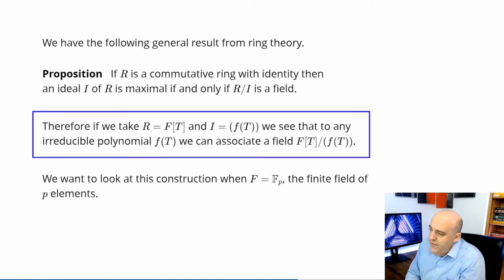We also have a general result from ring theory here that if you have a commutative ring with identity, then an ideal I of R is maximal if and only if R mod I is a field. So if and only if the quotient ring is a field. And we can use that with R being the polynomial ring F of t and I being the principal ideal generated by f of t. And we see something interesting here that to any irreducible polynomial f of t, we can associate a field to it. The field is F of t mod out the principal ideal generated by f of t. And we want to look at this construction where we take the field F to be the finite field F_p of p elements.